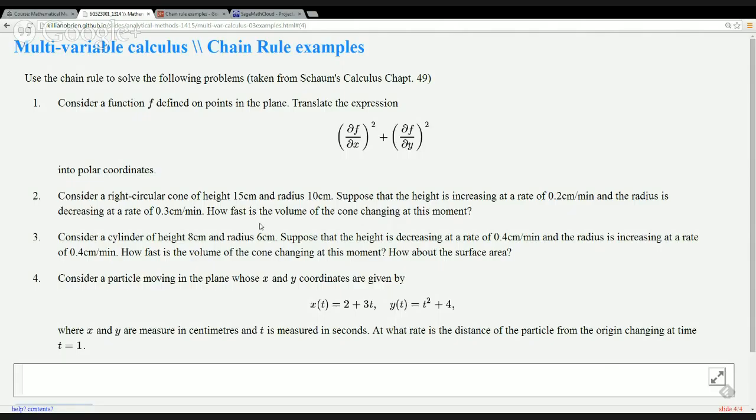So r is the radial distance. We drop a perpendicular from the point down onto the plane.